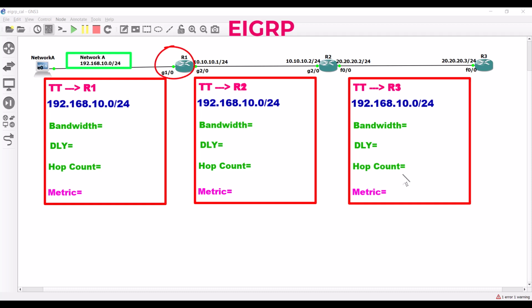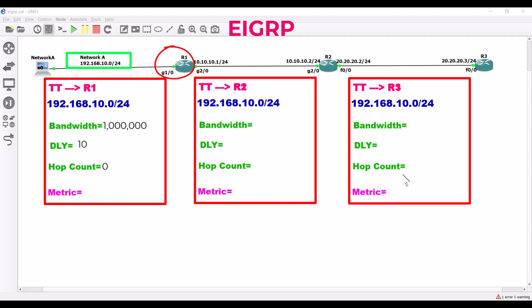This is gig interface. What is the bandwidth? Right, 1 million kilobit per second, right? And what is the delay? Because this is gig interface, the delay is 10 microseconds, right? And how many hops to reach the network A? There is no hop, so 0.